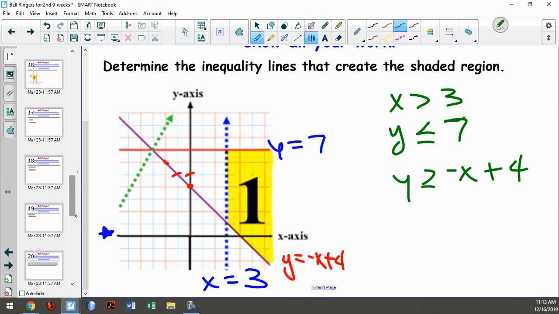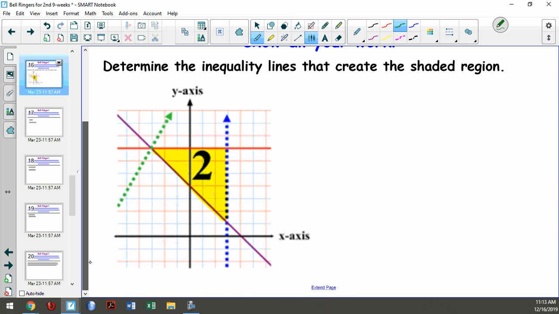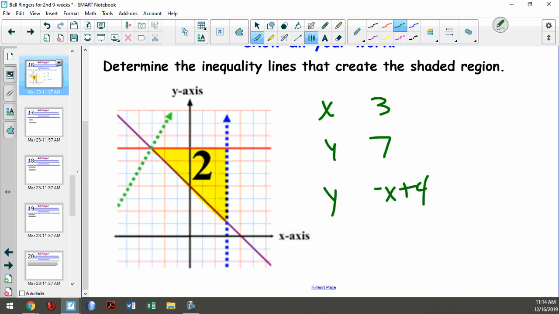All right, same exact equations here. I have x is equal to 3, y is equal to 7, and y is equal to negative x plus 4. If I'm cutting out region 2, Hunter, what's x equals 3 going to be? Strictly less than. How about y is equal to 7? Aaron? Less than or equal to? How about y is equal to negative x plus 4? Dylan? Greater than or equal to. Do we understand that? Okay. Any questions over that?